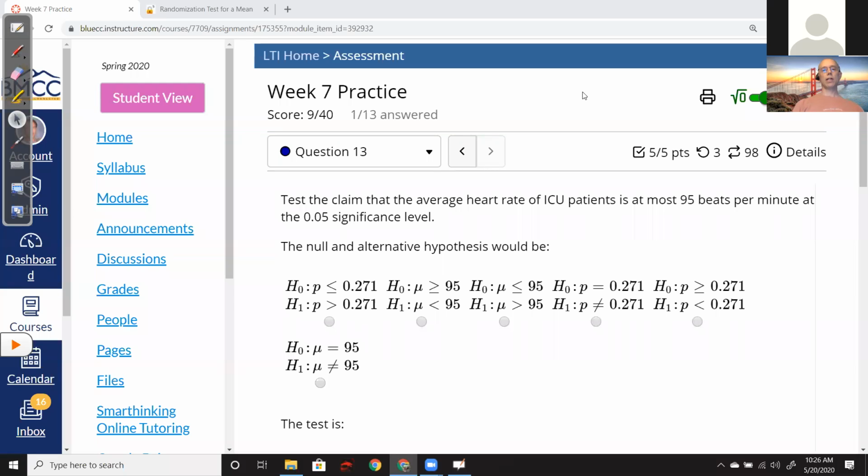So here we want to test a claim that the average heart rate of ICU patients is at most 95 beats per minute, significance level of 5%. Pick the null and alternative hypothesis.